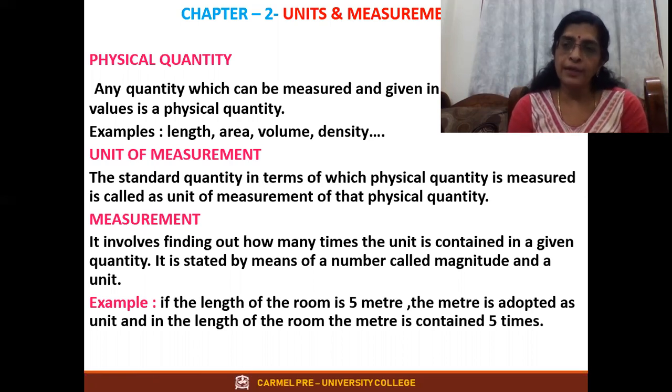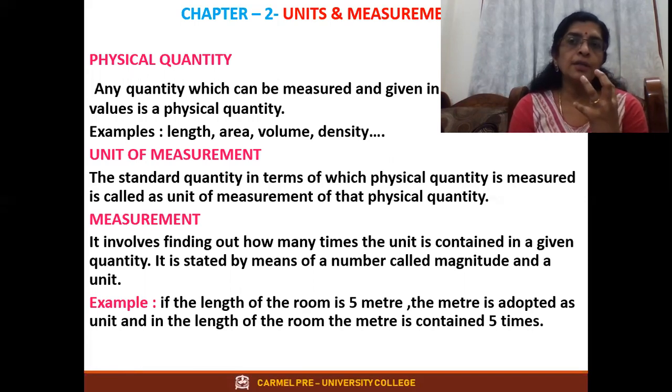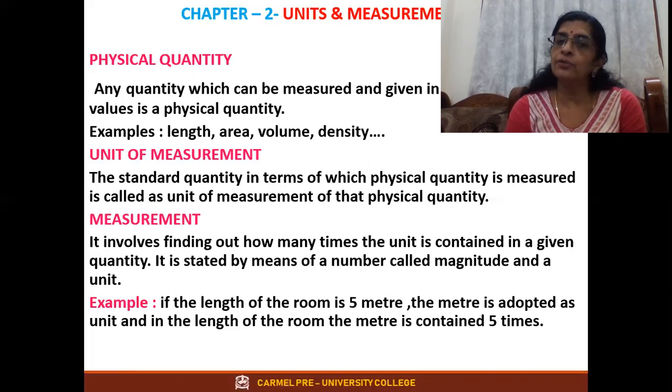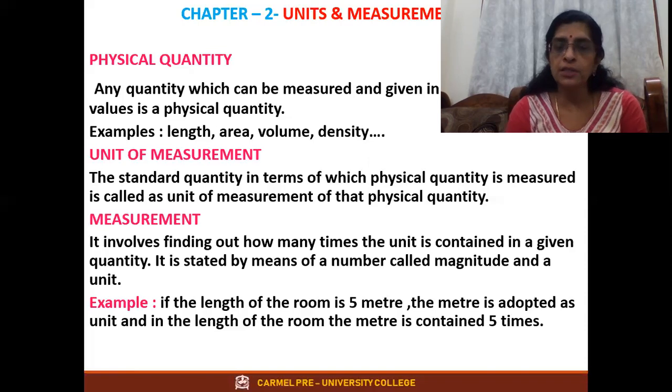So what is a physical quantity actually? Any quantity which can be measured and given in terms of numerical values. So you have to give a numerical value to that. We know mass, right? Mass is the matter what you have in hand. You cannot say just that you have matter; you have to give the value there. How many are there? How much you have in hand, what is the volume of that, what is the length of that. That's a numerical value we are giving. So any quantity which can be measured and given in terms of numerical value is a physical quantity. For example, length, area, volume, density, all these things are physical quantities.